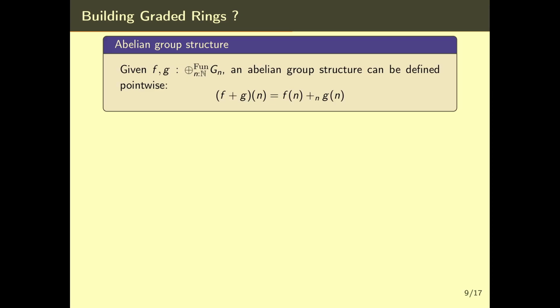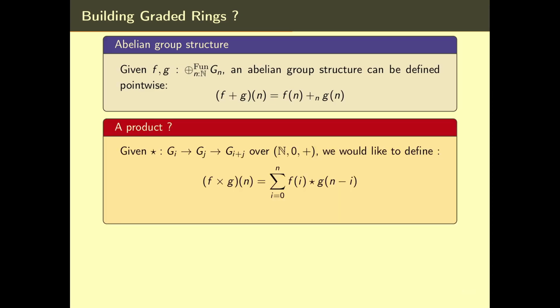So let's try to define a product. Let's generalize a bit to graded rings. Let's just consider a general graded operation over the usual monoid. Basically, we want the product, as for the polynomials, to be the sum over all the elements that can be decomposed in G of i and G of j. And so it just gives us the regular sum, or the convolution product.